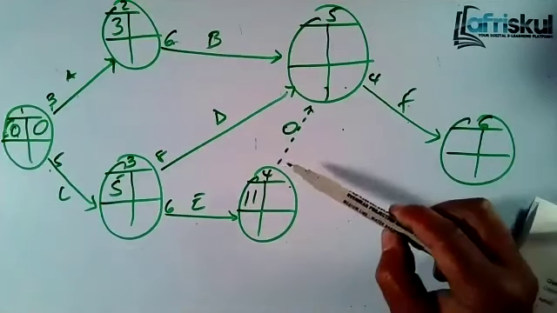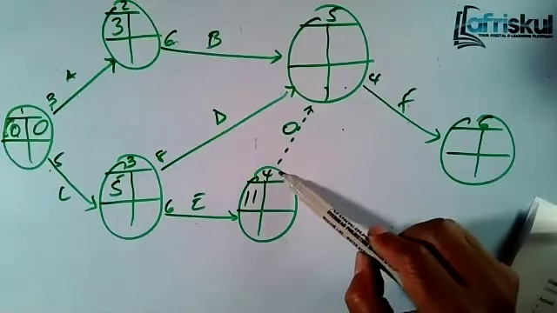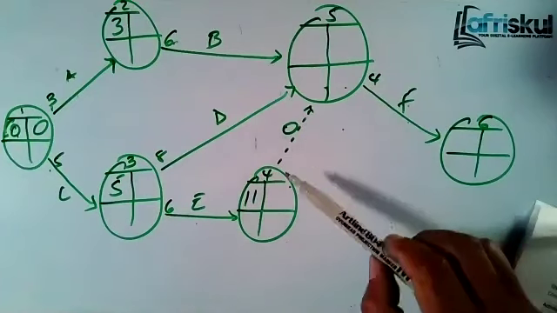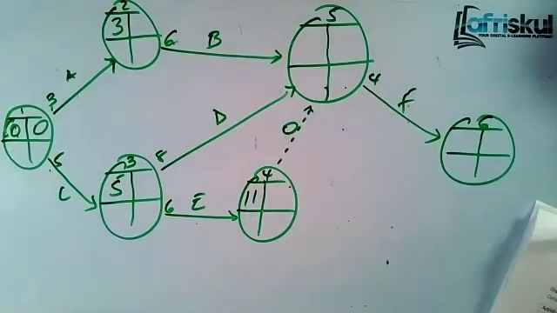So let me repeat again. We have said that a dummy activity is an activity which consumes no time. So for the dummy, it's always a dotted line. This one comes in whenever the two, when they are joining, it's not possible for them to join directly.